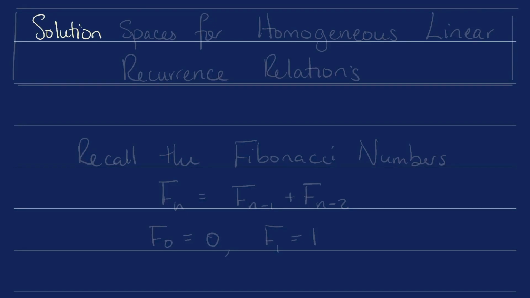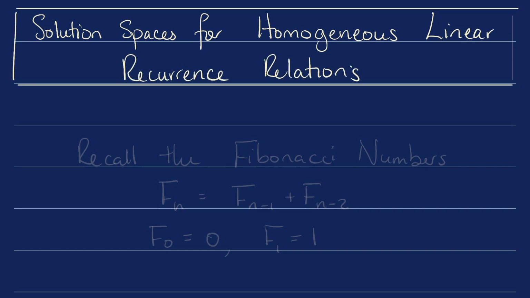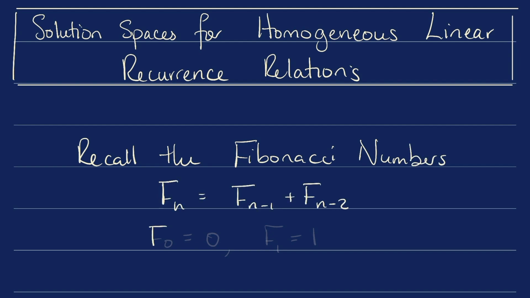Hi class, let's talk about solution spaces for homogeneous linear recurrence relations. Think about the Fibonacci numbers, where the nth term is the sum of the previous two terms. So f_n is equal to f_(n-1) plus f_(n-2), where the first term, f_0, is 0 and the second term, f_1, is 1.